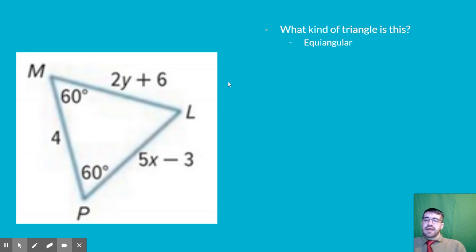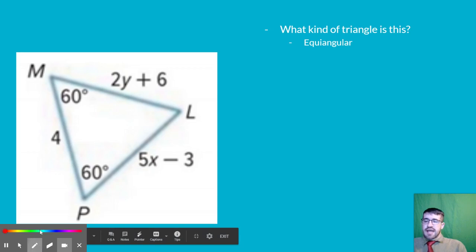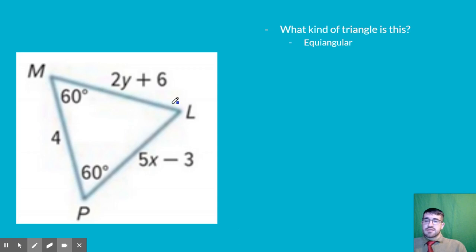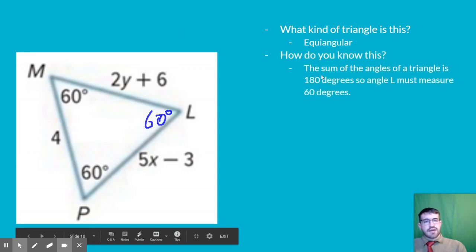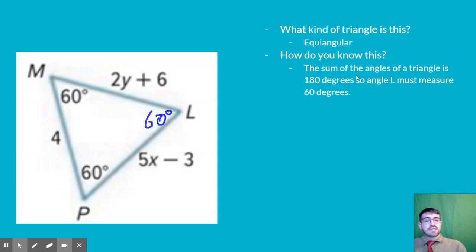It has to be an equiangular triangle because the sum of the internal angles of a triangle has to be 180 degrees, which means that the measure of angle L plus the measure of angle M plus the measure of angle P has to be 180 degrees. Subtracting 60 and subtracting 60 means that the measure of angle L has to be 60 degrees, because the triangle is equiangular. So right here, the sum of the angles of a triangle is 180 degrees, so angle L must measure 60 degrees.